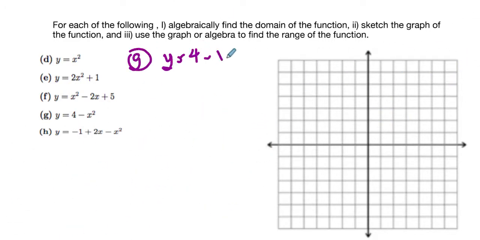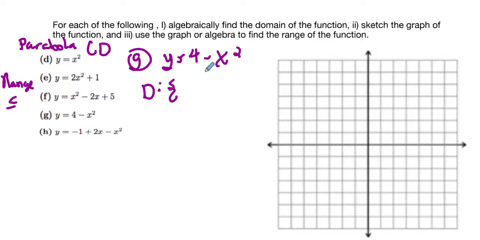Okay, G: y is equal to 4 minus x squared. This is a concave down parabola, so I know my range is going to be less than or equal to the y of my vertex. And my domain is going to be all real numbers since it's a parabola, and it does not fail the test. There's no x in the denominator, there's no x underneath an even radical.